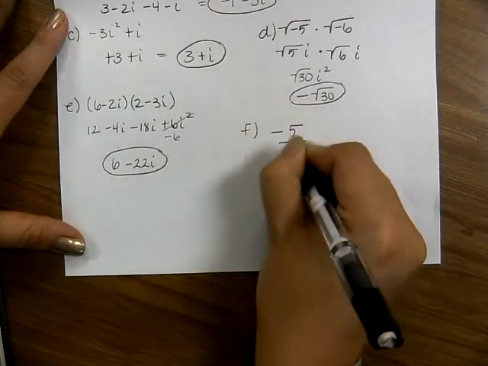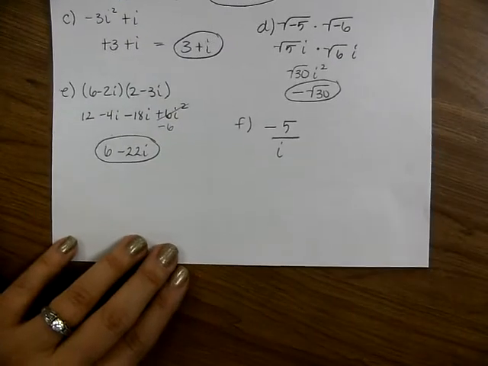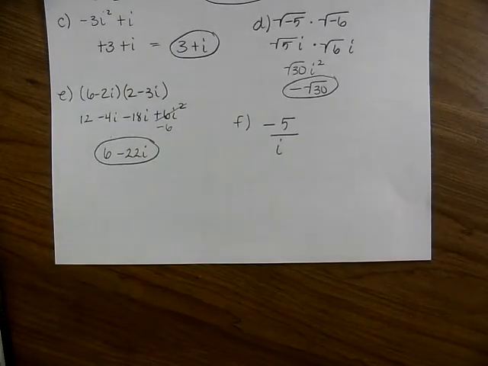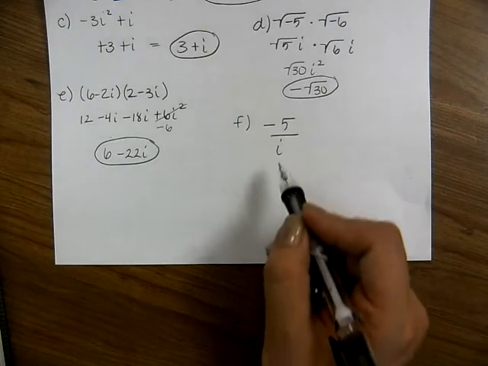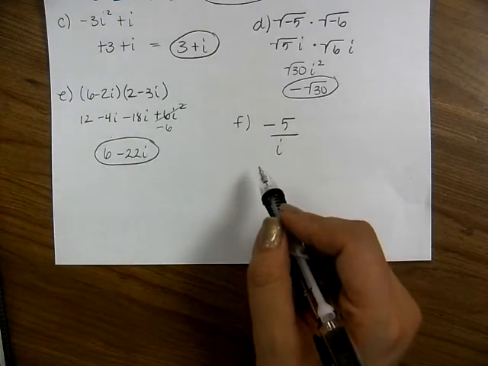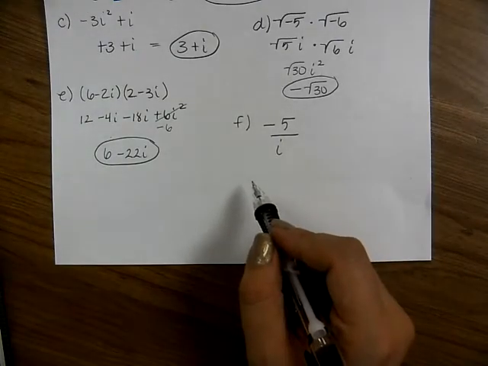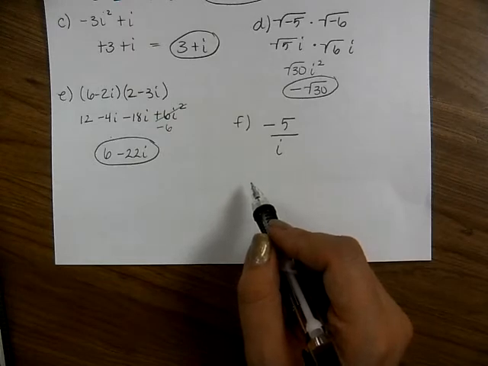Negative 5 over i. What's the issue here? Why do I have to do anything to this? Yeah, it's like there's a root in the denominator, right? We can't have that. You're not allowed to have a square root in the denominator, so what do you have to do?